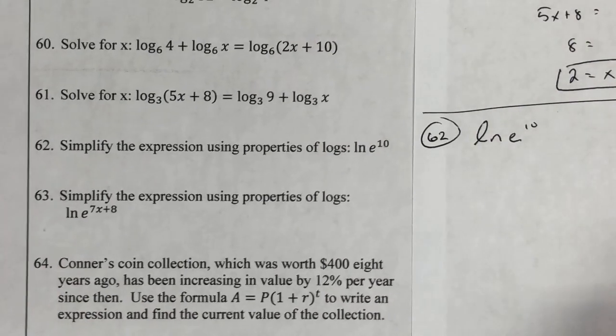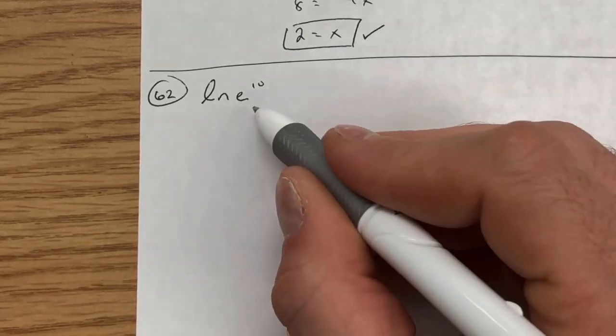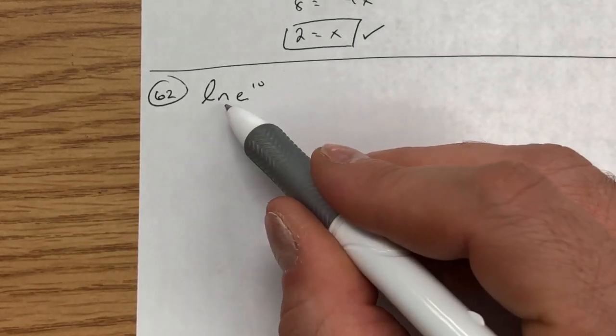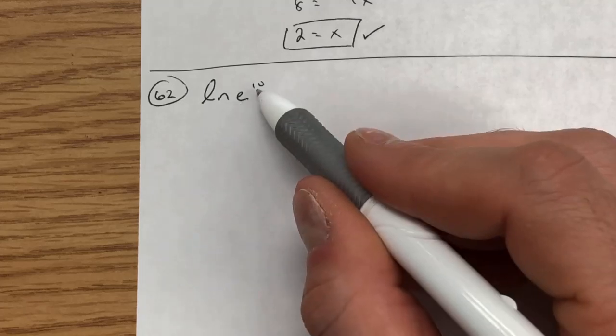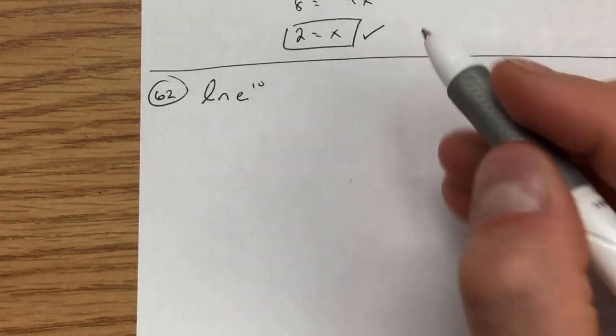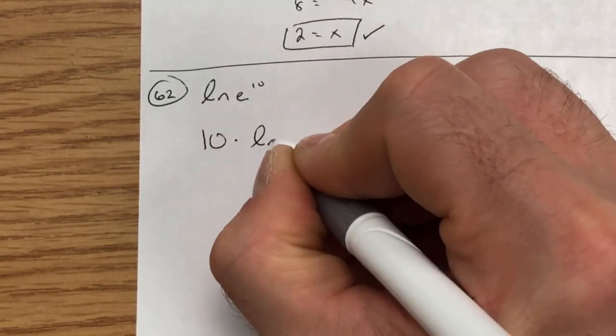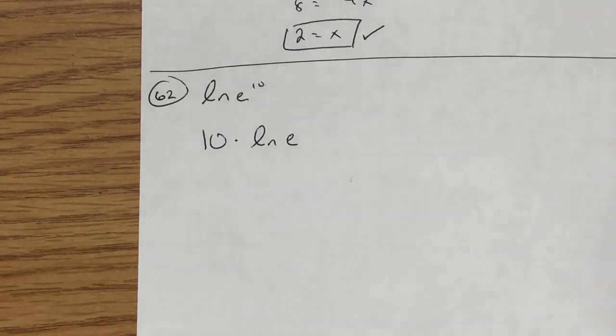Okay. So we want to simplify this as best as possible. Well, let's go ahead, and I know that the natural log of e raised to the 10th power, the first thing I can do is relocate that power of 10 as a coefficient, which means this is really saying 10 times the natural log of e.